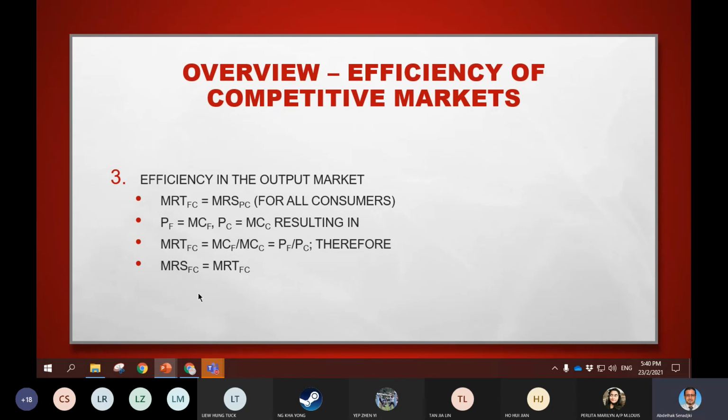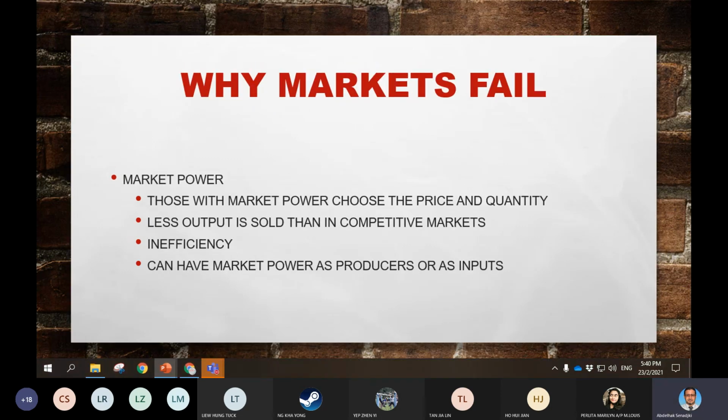Now we go and talk about another important topic: why do markets fail? There are four reasons for markets to fail. First, market power, incomplete information, externalities, and public goods. We start with market power. Market power usually arises when we have a monopoly, for example.